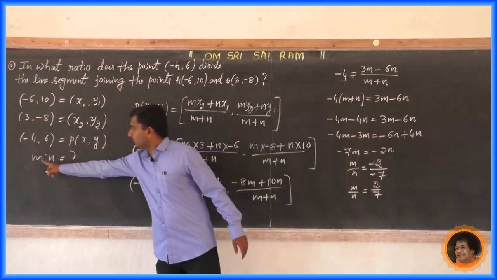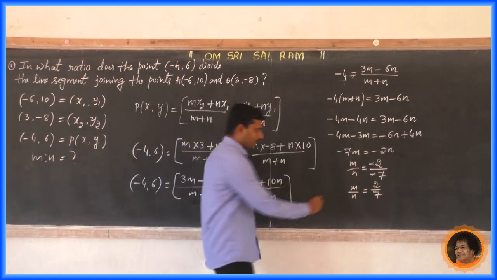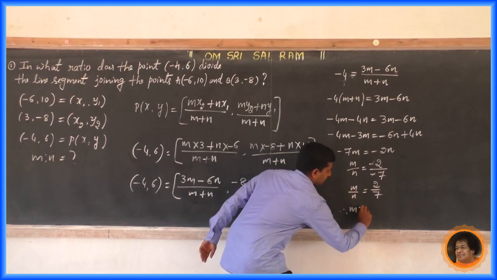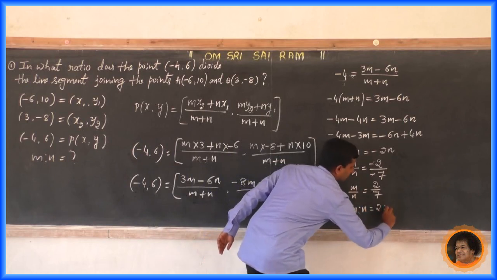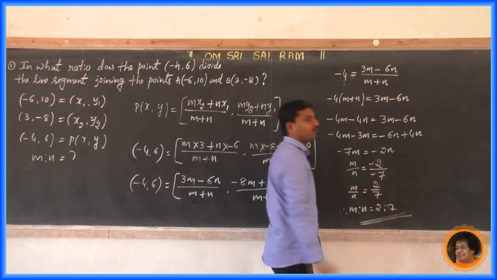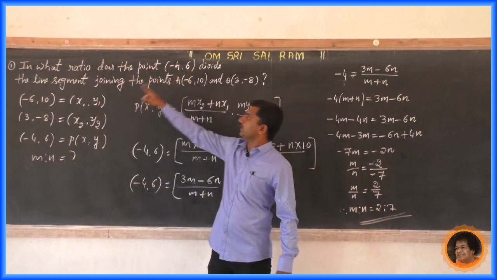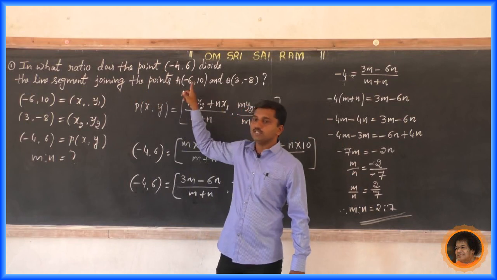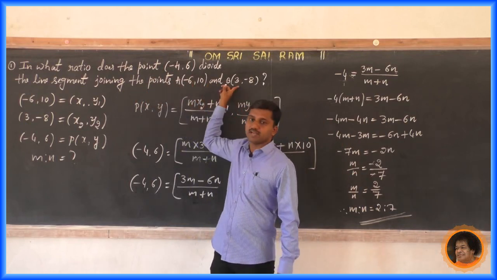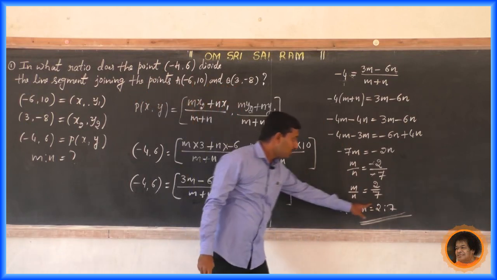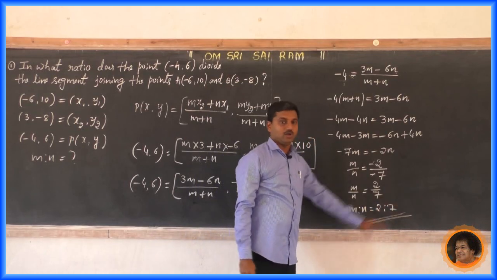Or we have to find the value of m is to n. So therefore m is to n equal to 2 is to 7. So this is the required ratio. So in what ratio does the point (-4, 6) divide the line segment joining the points (-6, 10) and (3, -8)? In what ratio? So the ratio 2 is to 7.